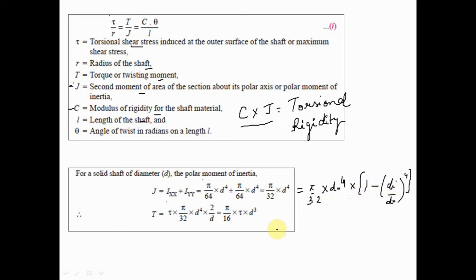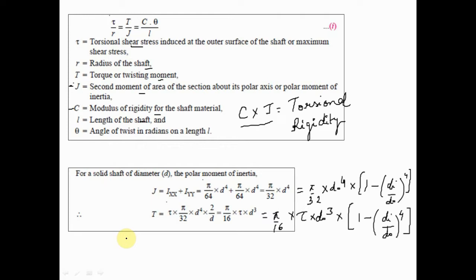Okay, the same thing we have for the torque as well. So torque for a solid shaft is equal to pi by 16 times tau times d cube, and for a hollow shaft you can write pi by 16 times tau, that is the shear stress, times d outer to the power 3 multiplied by bracket 1 minus d inner upon d outer to the power 4.